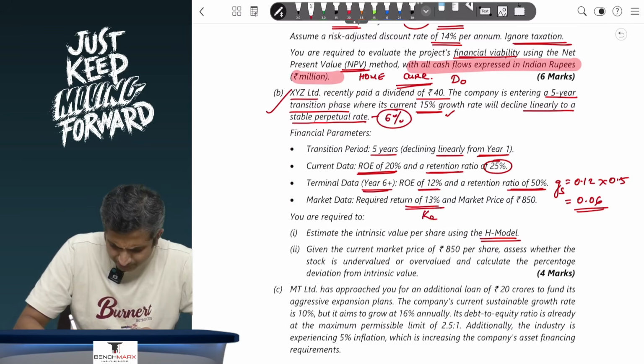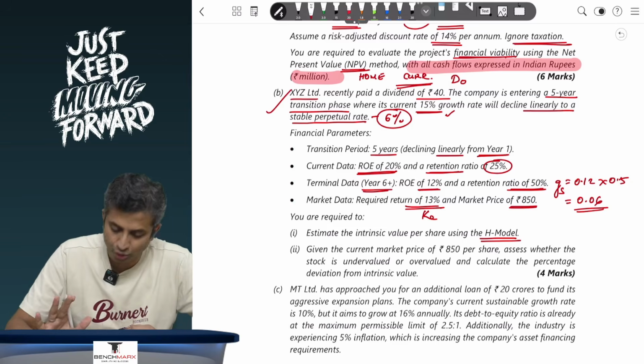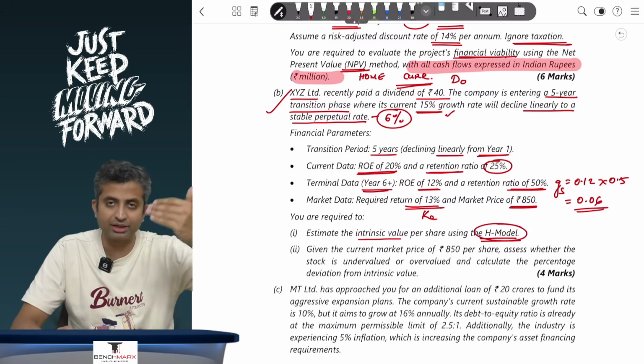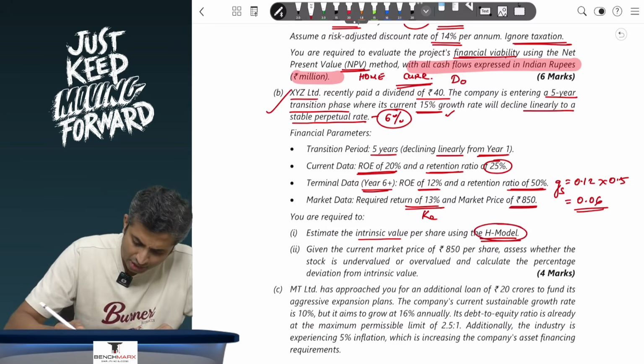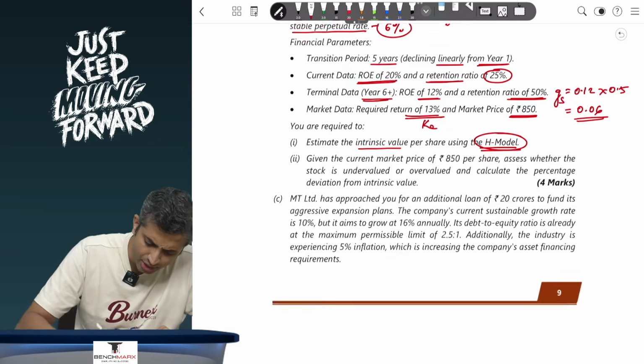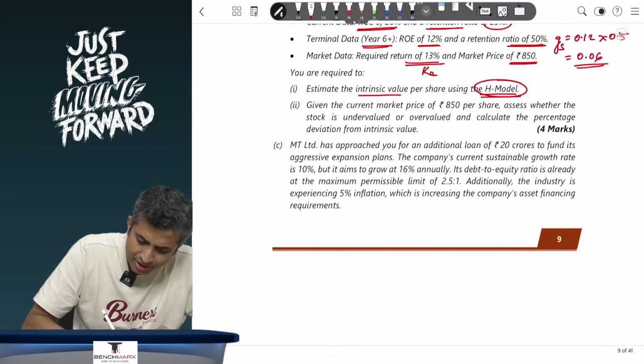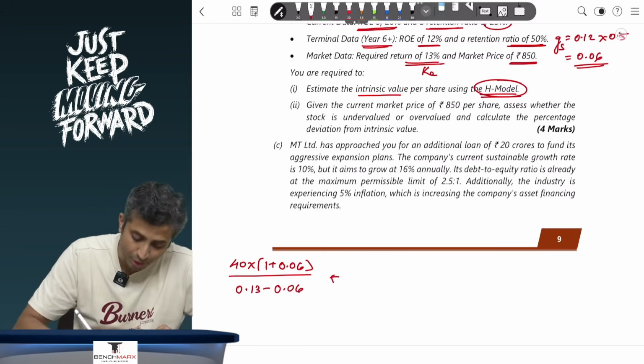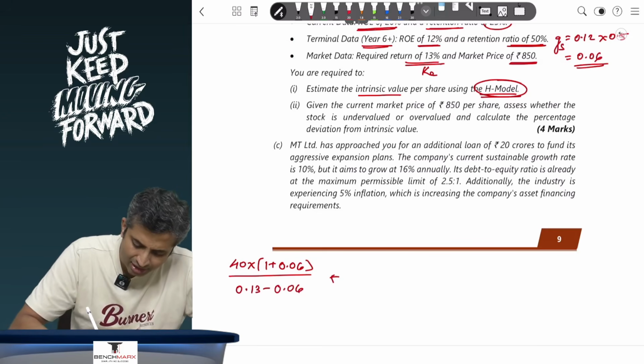The market data requires a rate of 13%. So this is Ke, and the market price currently is rupees 850. You are required to find the intrinsic value using the H model, and hence we'll have to do it using the H model approach only. So the H model approach over here will have the formula of D0, which is 40, into 1 plus the stable growth of 0.06 divided by Ke of 13 minus 0.06. This will give you the area of the rectangle below. And for the triangle, you will have H. H is equal to 1 by 2 into 5, that is equal to 2.5.